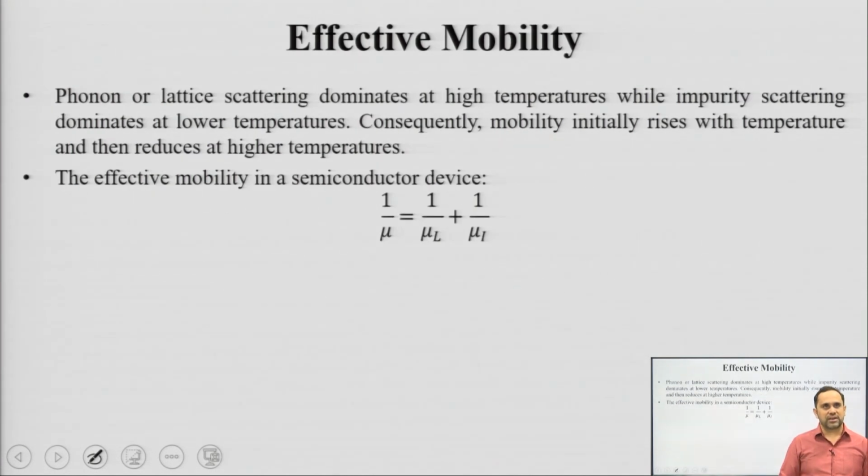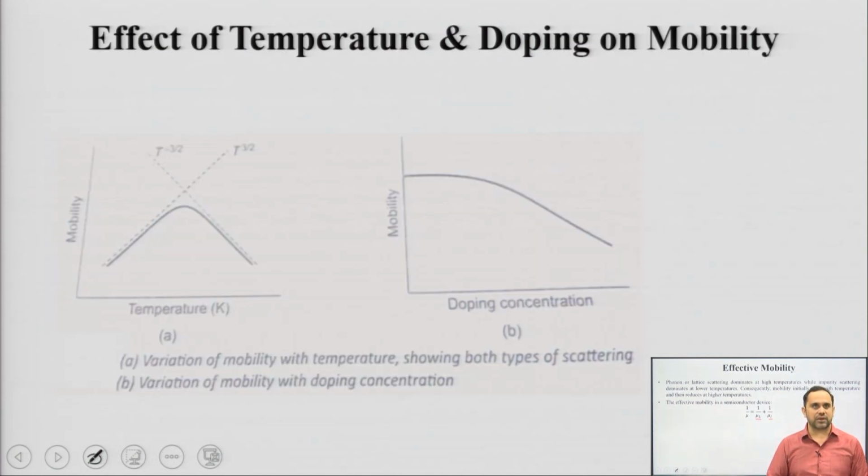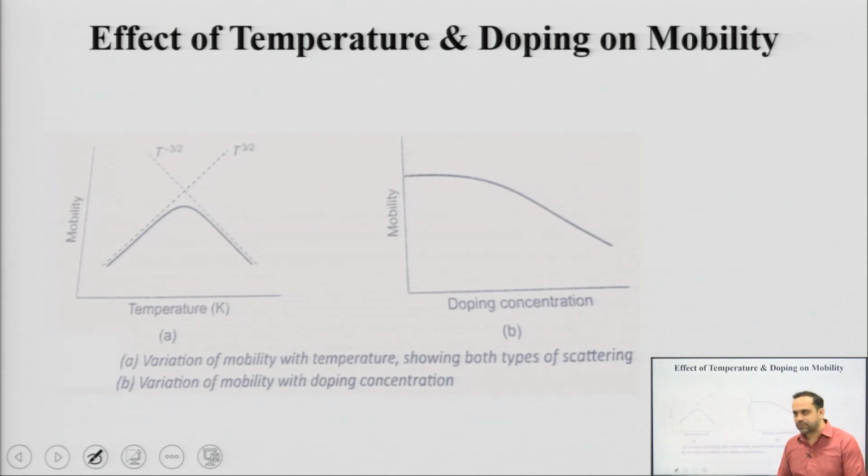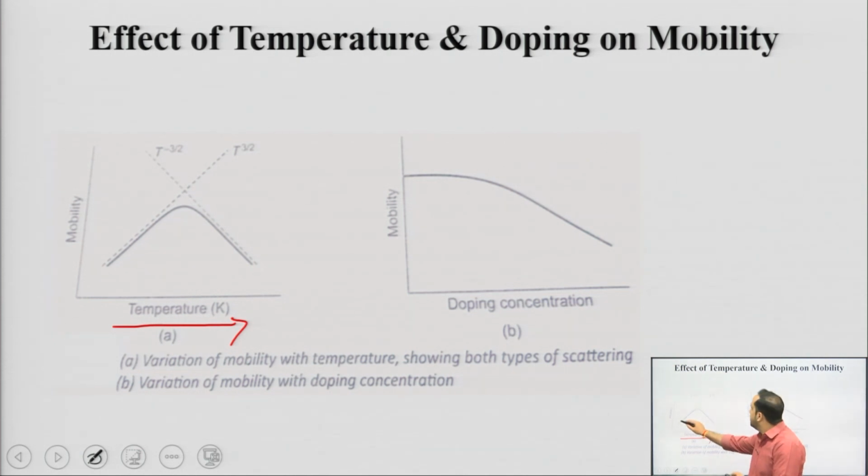So the overall effect is that the effective mobility inside a semiconductor depends upon both mobility due to lattice or phonon scattering and mobility due to impurity scattering. Phonon or lattice scattering dominates at higher temperature and reduces your mobility. Similarly, at lower temperature mobility rises because of the reduced effect of impurity scattering. And this is the graph which basically tells you that when temperature increases, mobility initially goes up due to impurity scattering and then it comes down due to phonon scattering.